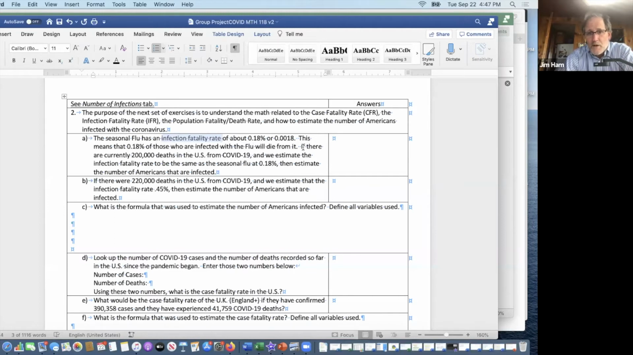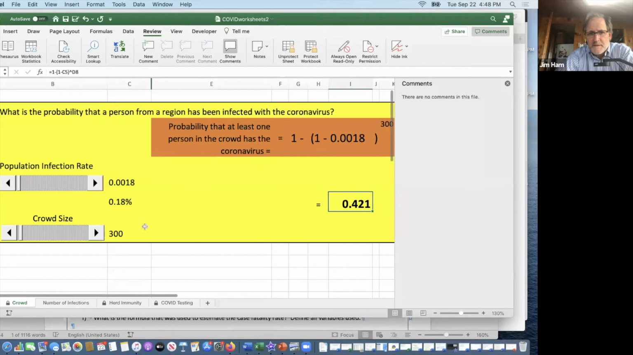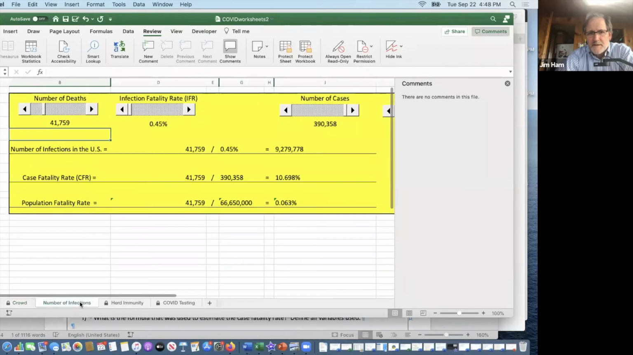All right, we know also that there are just under 200,000 deaths in this country. And it turns out that if you have the 200,000 number and the infection fatality rate, you can estimate the number of Americans that are infected. So let's go back to our spreadsheet and select the number of infections tab. Here it is.